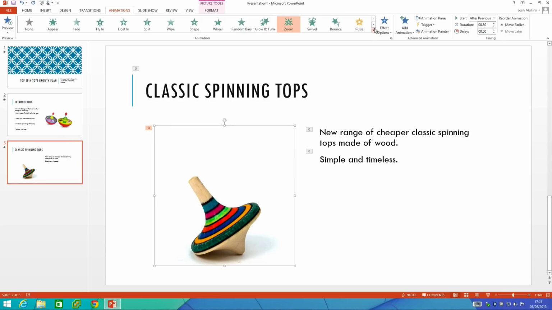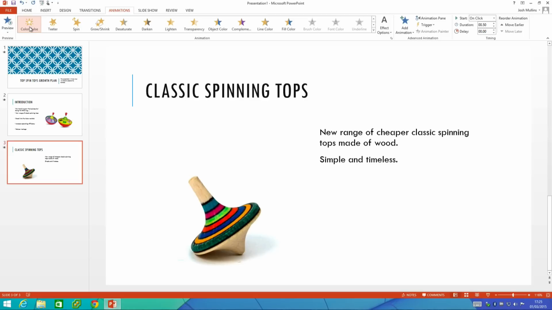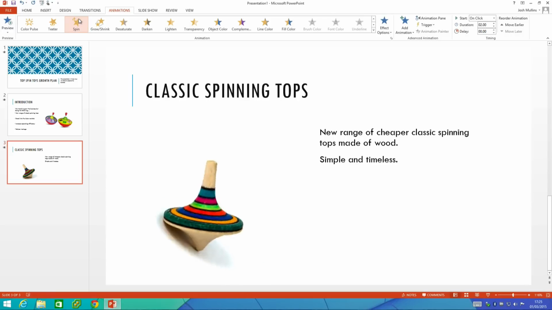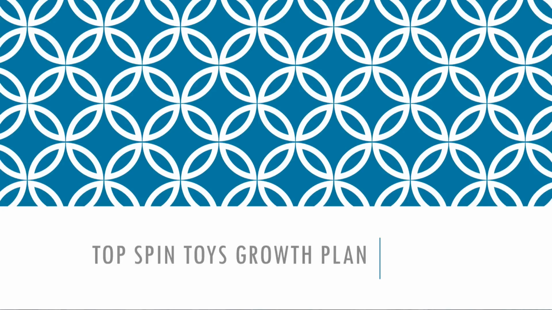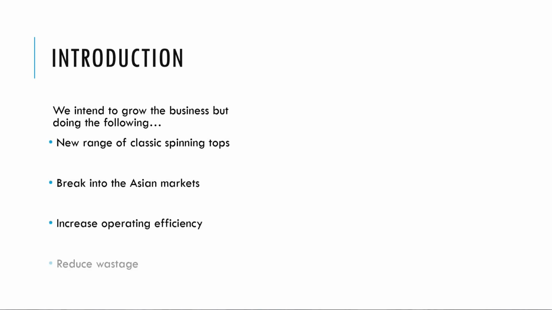For this slide, I'm also going to add an emphasis. So I'm going to choose color pulse. Oh, maybe not. We'll choose after previous as well. Okay, so we play this back now. We see everything happens by itself and it looks a lot more interesting.